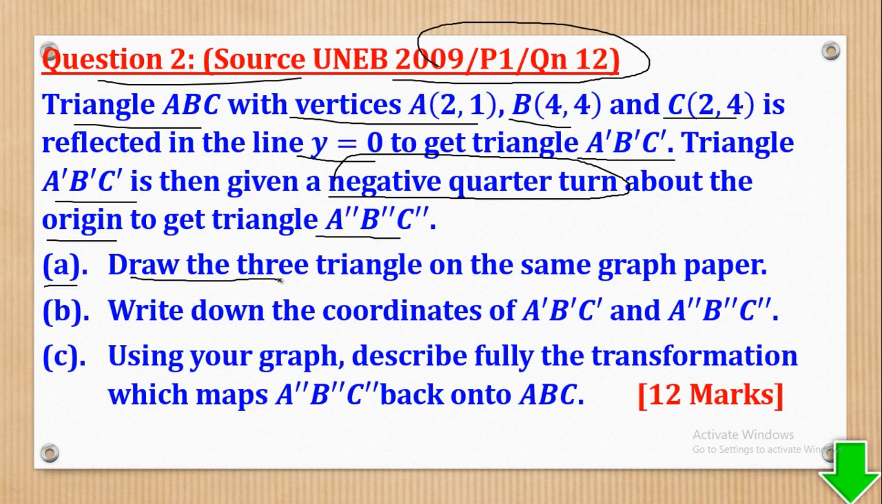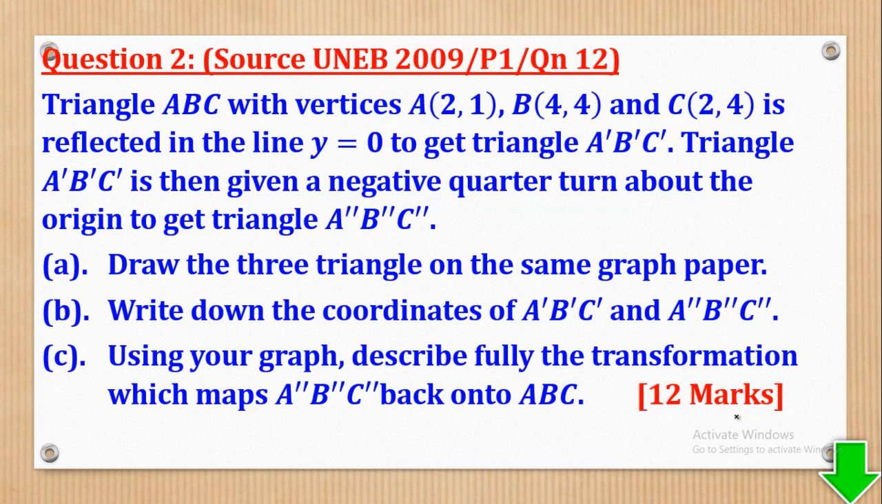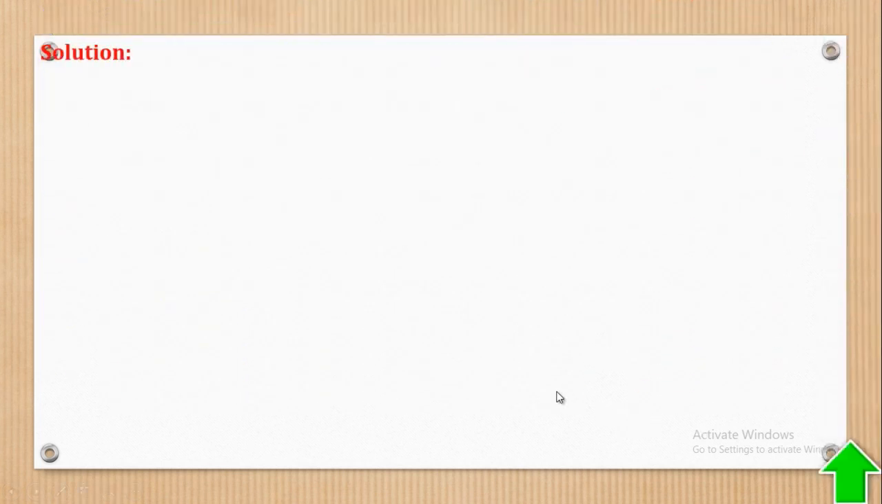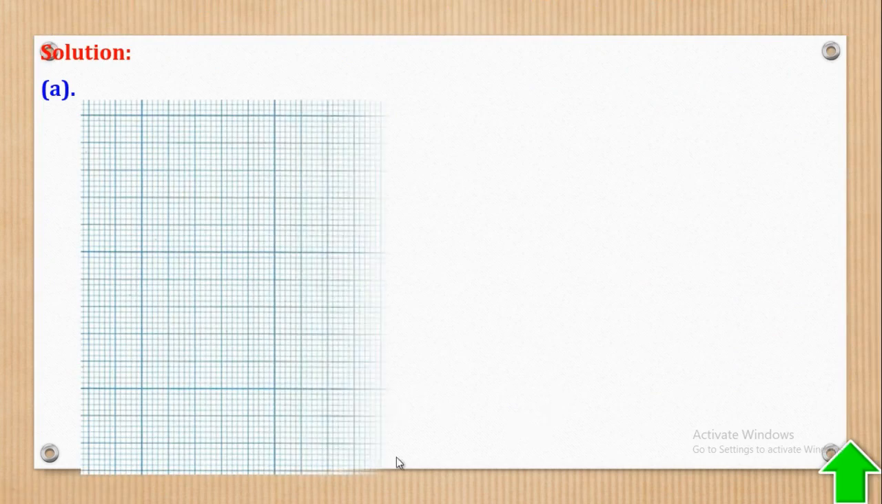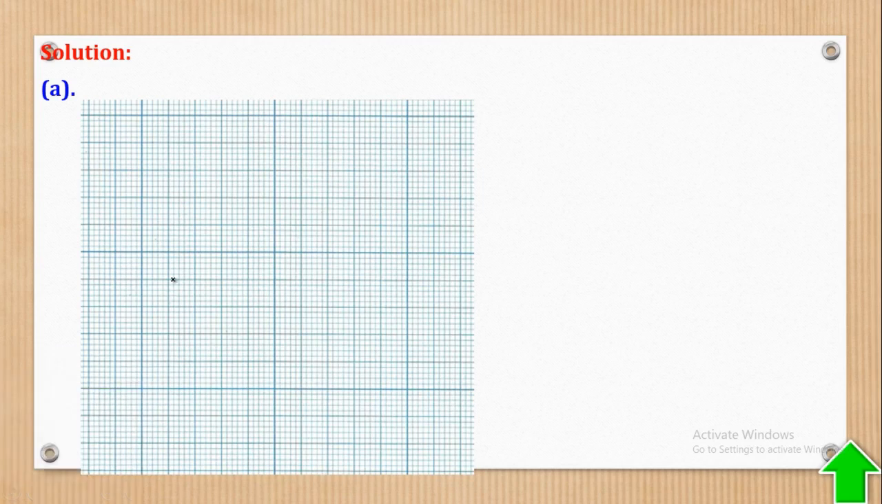So part A, draw the three triangles on the same graph paper. So let's first draw the object. That means that you'll need a graph paper. On that graph paper, you will draw the axes and label them. So x-axis is here, and also do the same, y-axis is there. So axes have to be labeled. The next is to get the scale for the x-axis and feed it in. Then also do the same, get the scale for the y-axis and also feed it in.